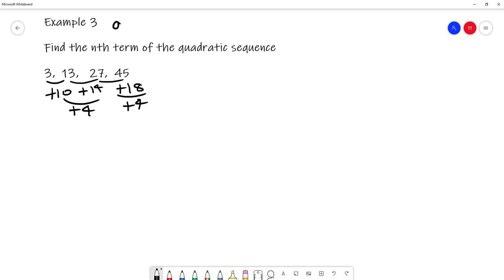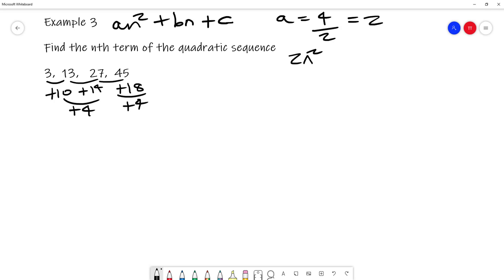So we want it in the form of an squared plus bn plus c. And we're going to say that a is 4 over 2, so that's going to be 2. So we want it in the form of 2n squared. We need to write down our table. So that's 1, 2, 3, 4, because we've got 4 values. We want 2n squared. So 1 squared is 1, times 2 is 2. 2 squared is 4, times 2 is 8. 3 squared is 9, times 2 is 18. 4 squared is 16, times 2 is 32.